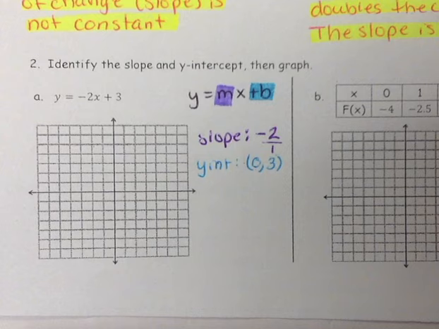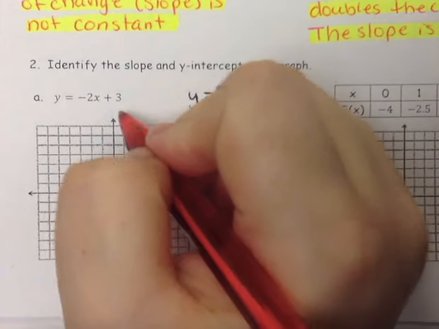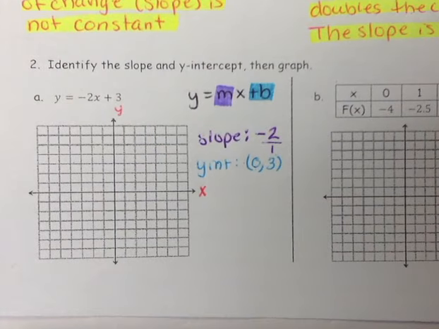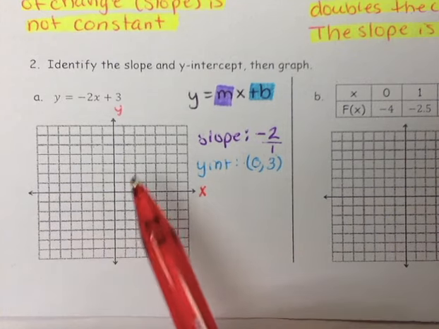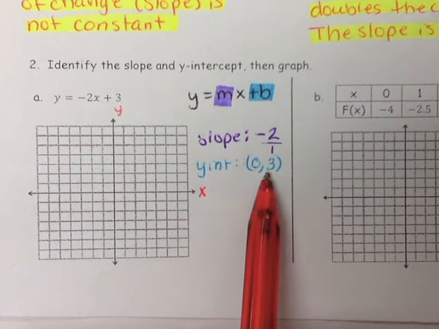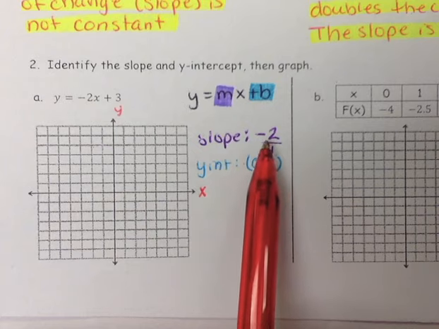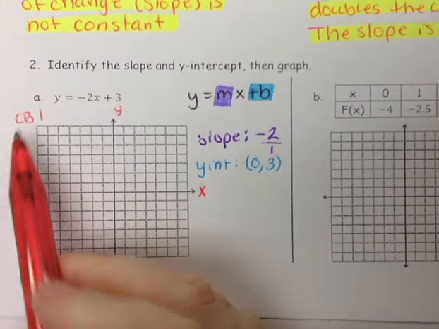On our graph, you should always label your x and y axis so that you know which direction your graph is going in. So our positive x-axis is on the right-hand side, and our positive y-axis is on the top. We also need to know what we're counting by, so if we have to count by more than just ones to make our graph fit, then we need to label that. But since we have 0, 3 as our y-intercept, and we have a slope of -2, we can just count by ones. I'm going to put a CB1.